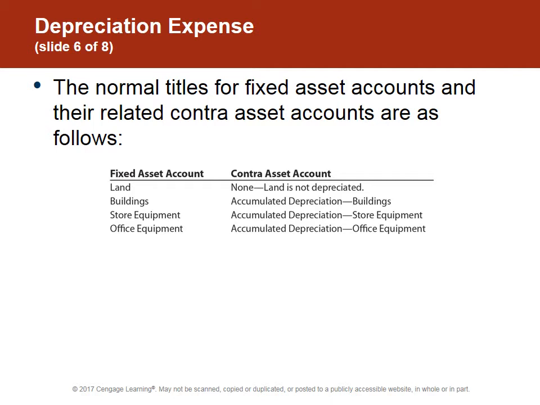So what we're going to find is that a lot of accounts have an accumulated depreciation account. We have land that actually doesn't have accumulated depreciation because land is considered to be there and permanent. Now there are exceptions, but that's beyond the scope of this class. But we find that buildings and store equipment, office equipment, computers, trucks, etc., these types of assets will all have an accumulated depreciation account too.